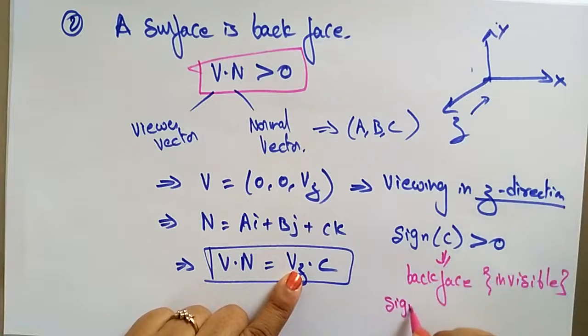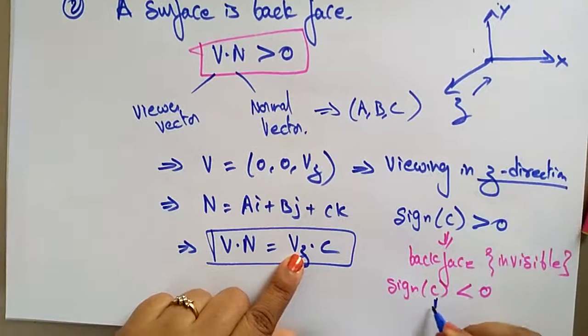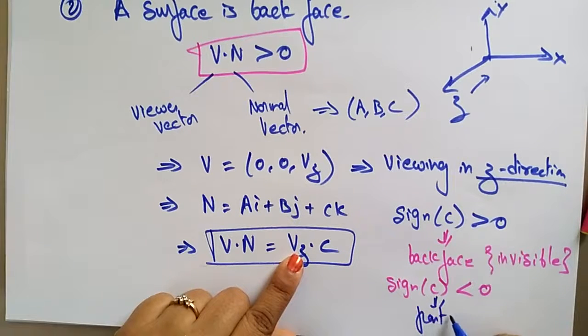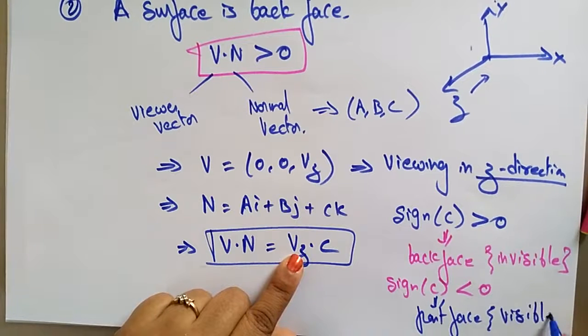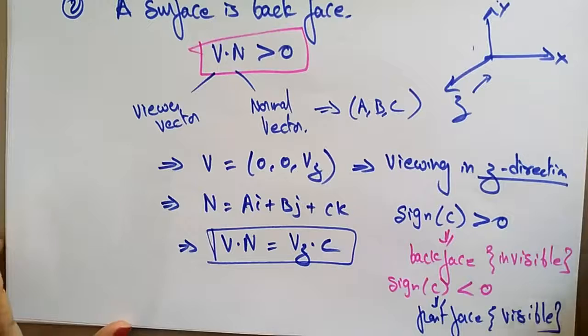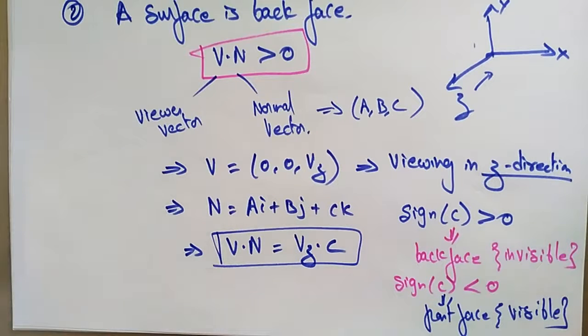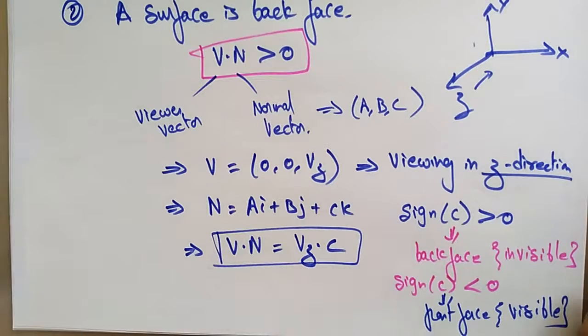Suppose the sign of C is less than 0. Less than 0 means front face. Front face means whatever you are able to see, that is visible. So this is how you detect back faces. Just take any one of the methods. If the polygon AX plus BY plus CZ plus D is less than 0, obviously it is inside the polygon, so just remove those points X, Y, Z.